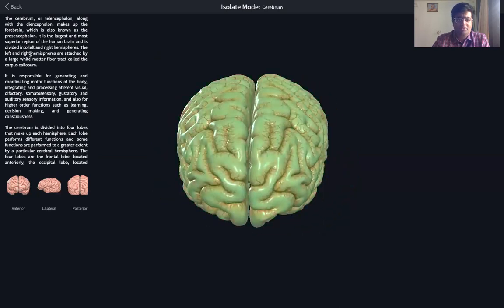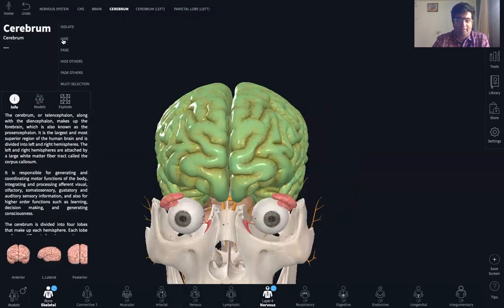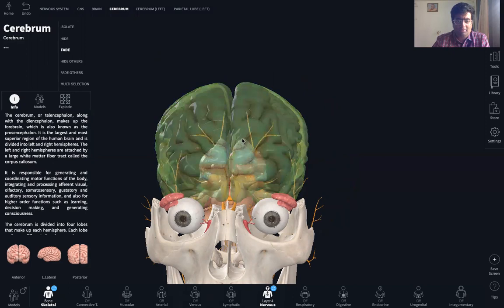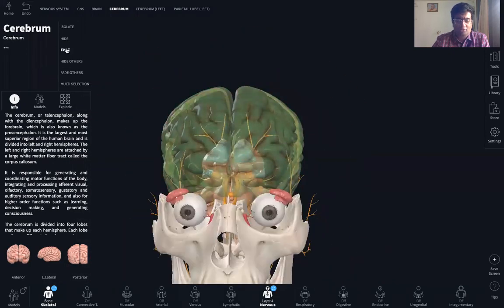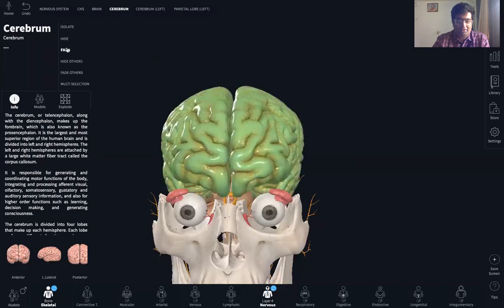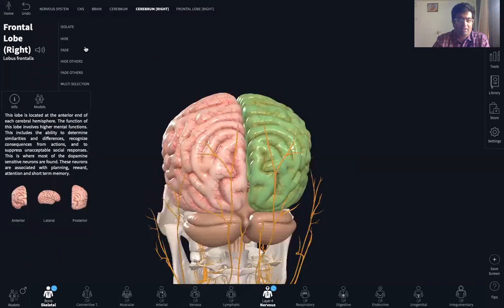Now, as far as the two cerebral hemispheres are concerned, they are interconnected with each other by a structure called the corpus callosum. I repeat, the corpus callosum is basically a sheet of fibers that is responsible for connecting the two cerebral hemispheres. So if I just hide one cerebral hemisphere, let us try and view the corpus callosum.